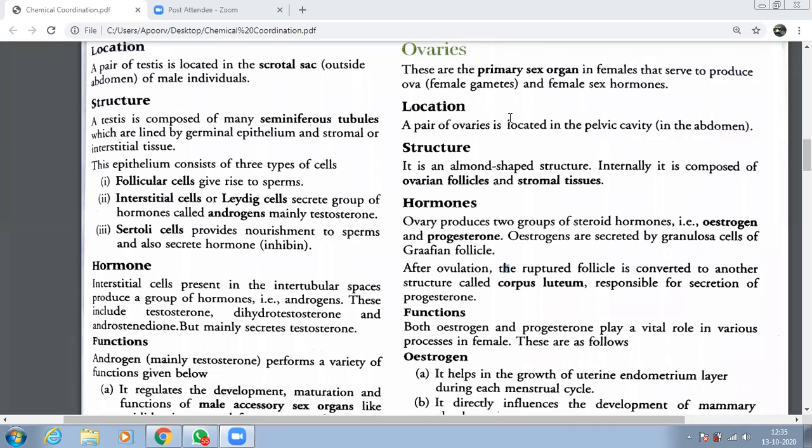The interstitial cells present in the intertubular spaces produce a group of hormones, androgens. I had discussed this in the second point with you. There I discussed just one hormone. What was the main hormone of androgen that I discussed when I talked about Leydig cells? Testosterone. Very good. Mainly this.